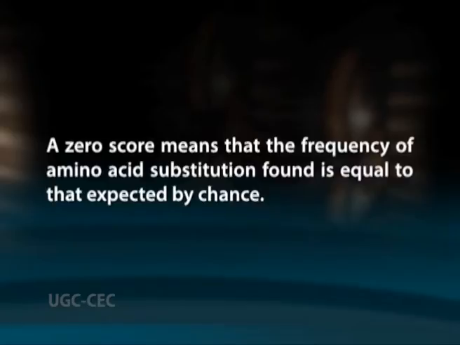For a given substitution matrix, a positive score means that the frequency of that substitution is greater than would have occurred by random chance. Substitutions of identical residues or very similar residues will have a very high score. A 0 score means that the frequency of amino acid substitution found is equal to that expected by chance.